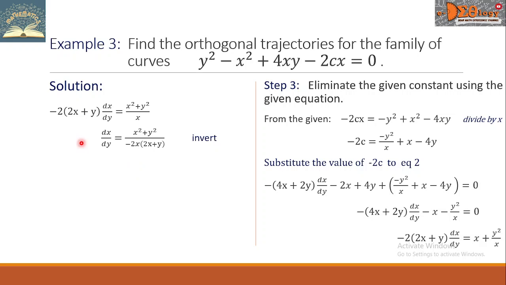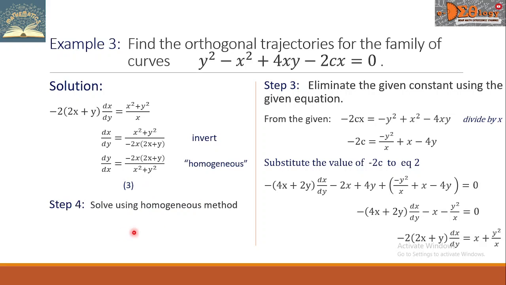Let us now invert the equation so that we will have the dy over dx. So we have here dy over dx equals the negative 2x times the quantity 2x plus y all over x squared plus y squared. We can see that the equation here is a homogeneous differential equation. And let us regard this as equation number 3. Step 4, let us solve this equation using the homogeneous method. We let y equals vx.